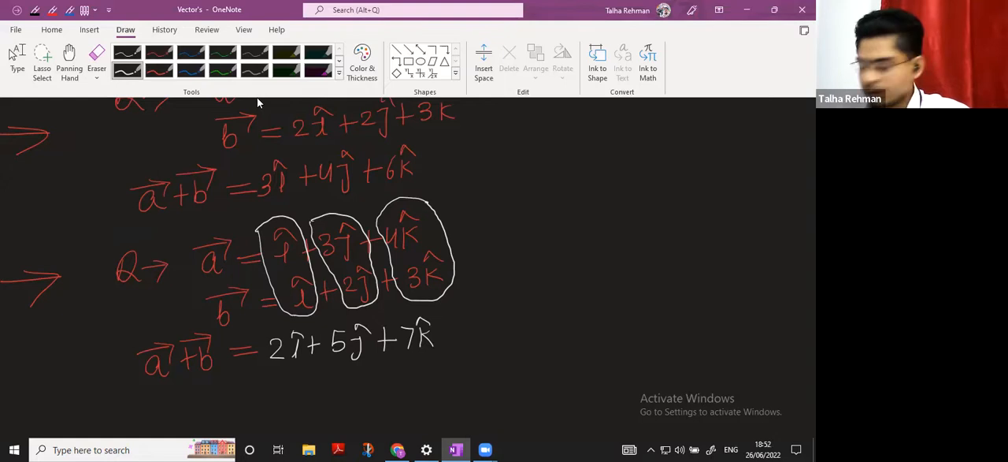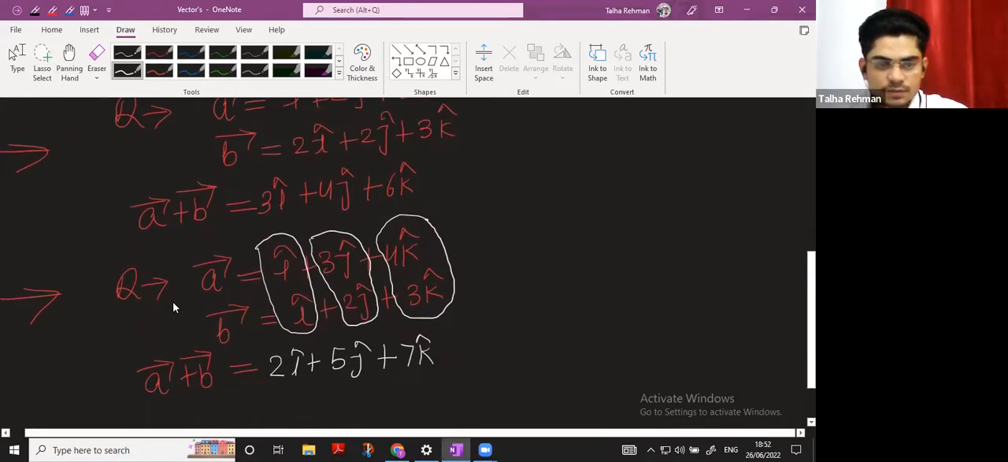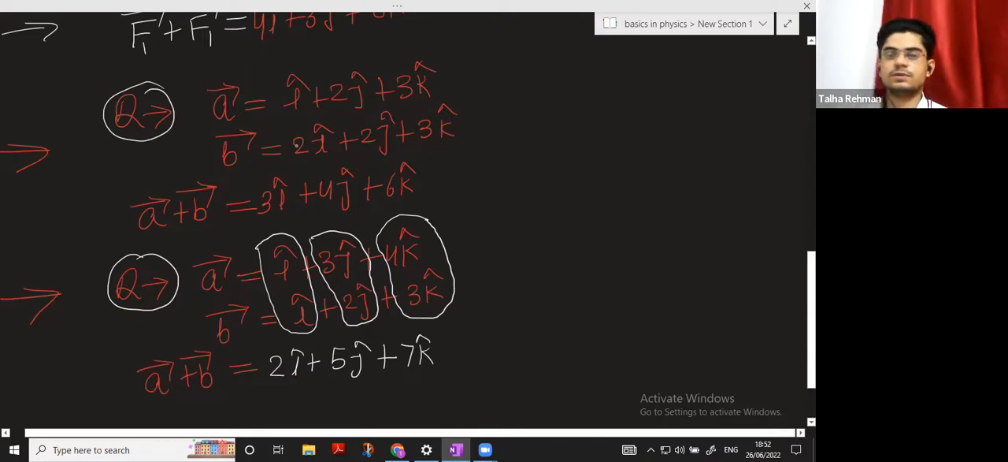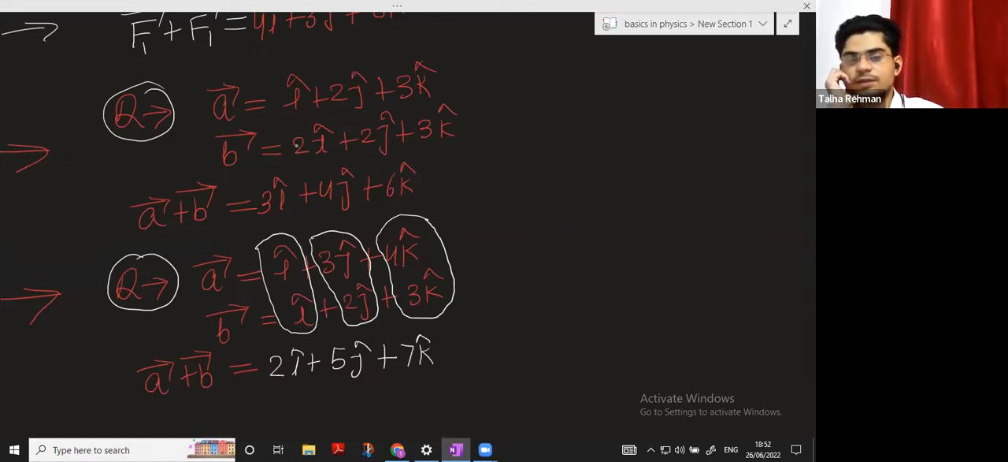So if you get any question like this, you can solve the question in this way. You have to add the terms of i. After that, you will add the terms of j, and after that, you will add the terms which are with k. Okay.